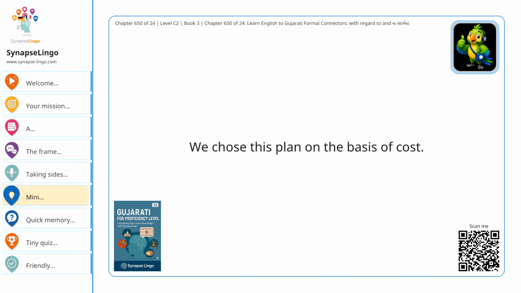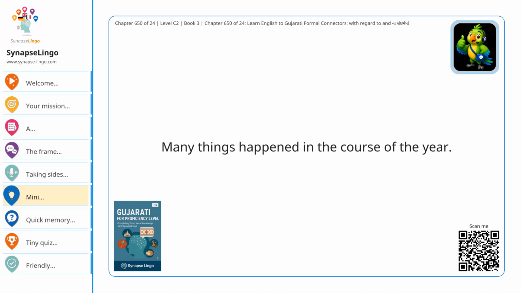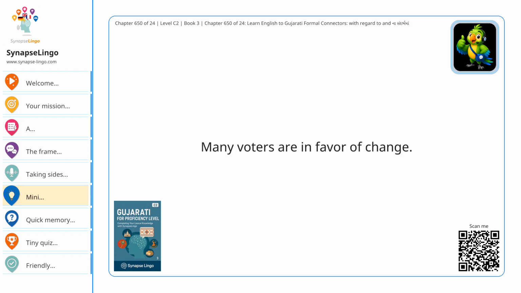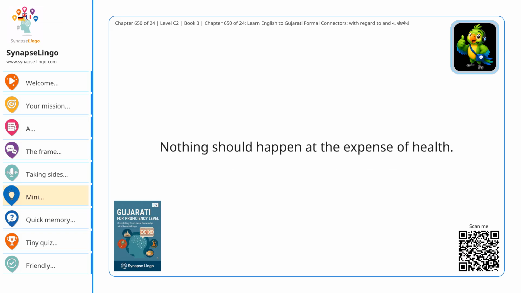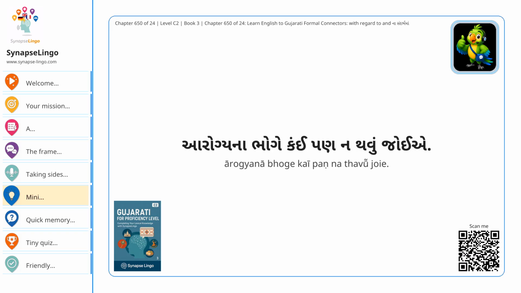We chose this plan on the basis of cost. અમે આ યોજના ખર્ચના આધારે પસંદ કરી. Many things happened in the course of the year. વર્ષ દરમિયાન ઘણી વસ્તુઓ થઈ. Many voters are in favor of change. ઘણા મતદાતાઓ બદલાવના પક્ષમાં છે. Nothing should happen at the expense of health. આરોગ્યના ભોગે કંઈ પણ ન થવું જોઈએ.